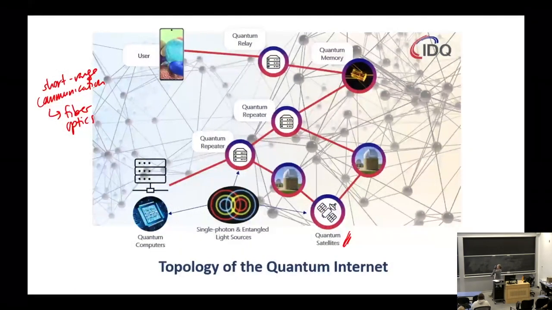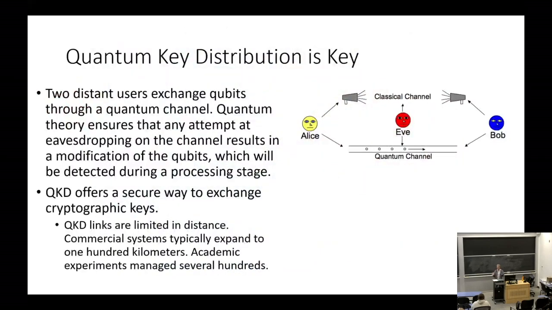Okay, so last class we were just kind of ending or beginning a conversation on the quantum internet, and the key technology that is enabling the quantum internet is quantum key distribution. In quantum key distribution, you have two distant users. Usually in quantum information science, they're called Alice and Bob, so they are here. And they're going to exchange qubits through some quantum channel.